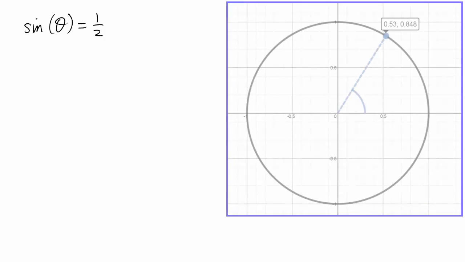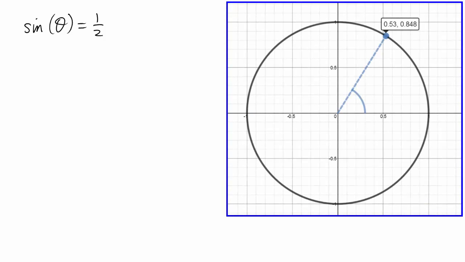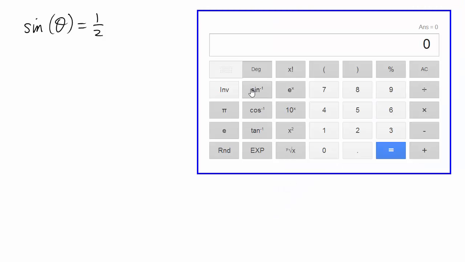Remember that on a unit circle, the sine of any angle is the y value of the point on the edge of the circle. So for instance, sine of 58 degrees is about 0.848. If you are happy and able to use a calculator, you could find one solution to this equation by just typing in sine inverse a half and getting 30 degrees. But this is one of the values you really should know without a calculator.